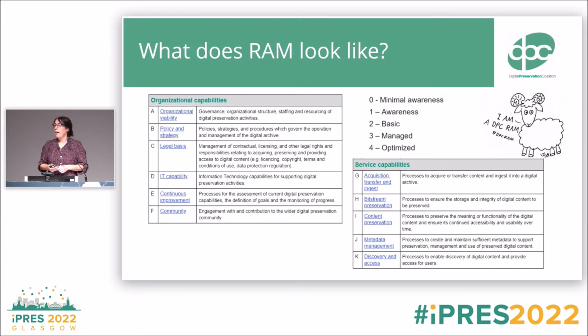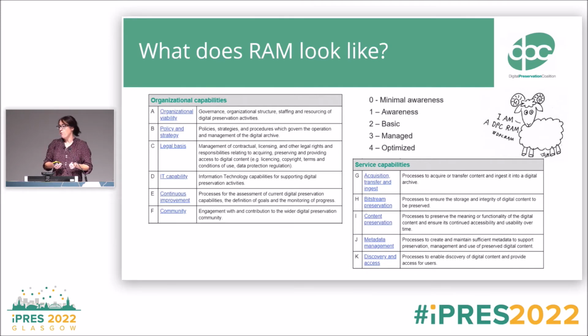So what does it look like? So RAM is in 11 sections, all covering different areas of digital preservation. So the first 6 sections here on this side, these are what we call the organisational capabilities. So these are the sections which look at how well your organisation is set up to do digital preservation. So we're looking at things here like whether you have the staff, the resources, whether your policies are in place, whether you've got appropriate IT infrastructure and support. So those kind of things that you need to be able to get started.